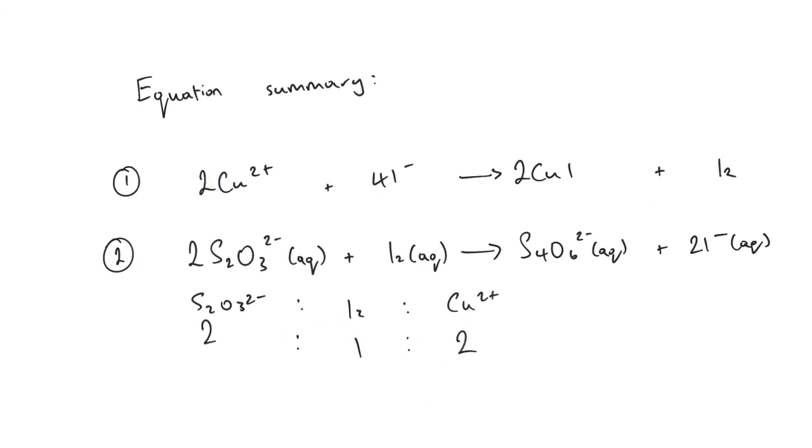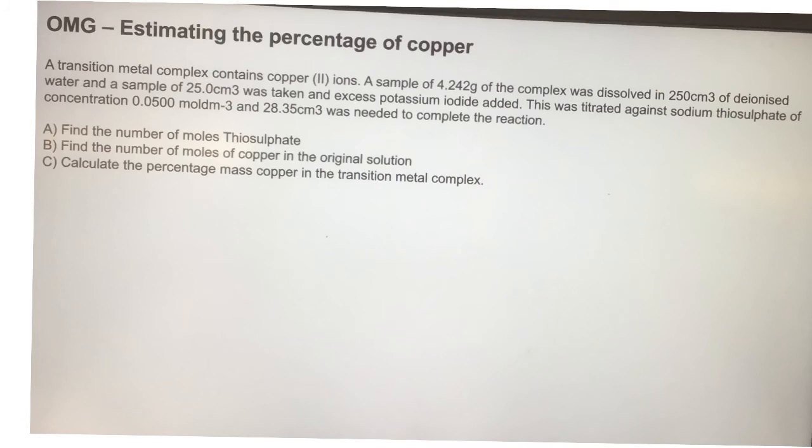This means then, because my thiosulfate to iodine is 2 to 1 and iodine to copper is 1 to 2, my thiosulfate to copper is actually 1 to 1. And this is really important for us to get our heads around. So let's have a go at analysing some data for estimating the percentage of copper using a thiosulfate and iodine titration.